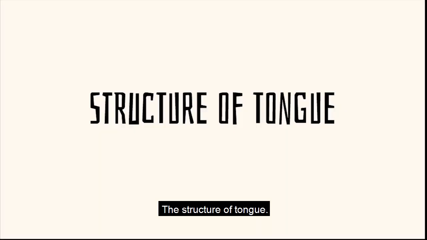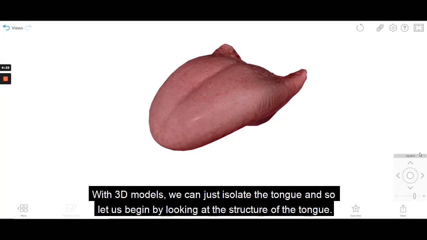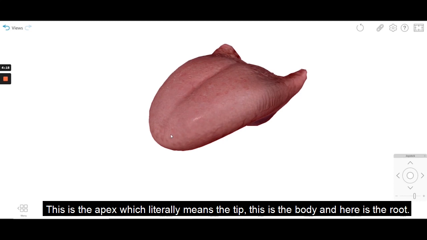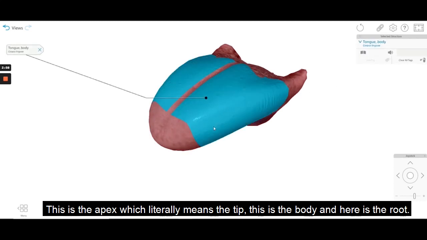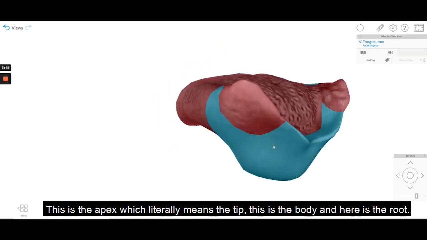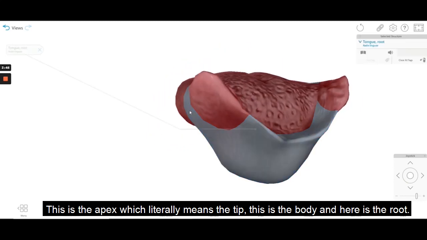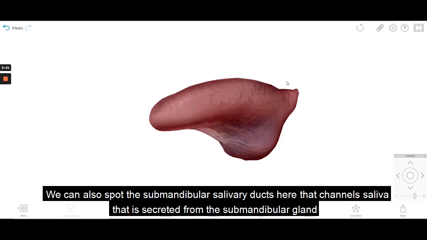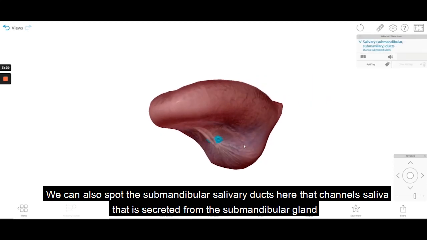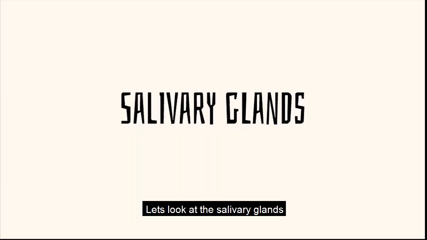The structure of the tongue. With 3D models, we can just isolate the tongue. So let's begin by looking at the structure of the tongue. This is the apex, which literally means the tip. This is the body. And here's the root. We can also spot the submandibular duct here that channels saliva that is secreted from the submandibular gland. Let's look at the salivary glands.